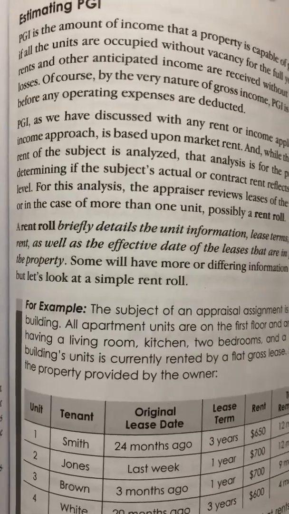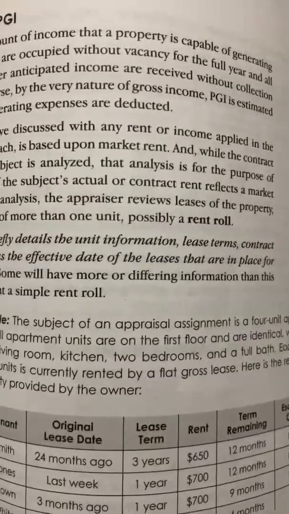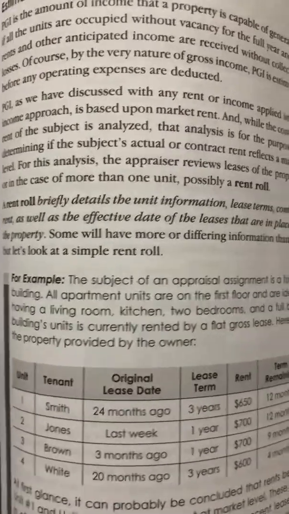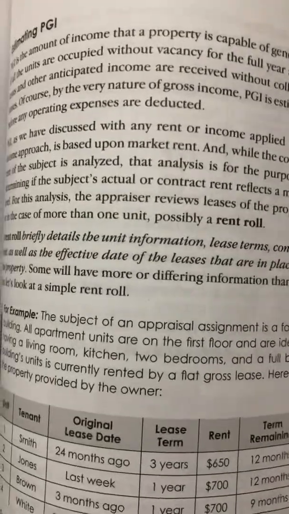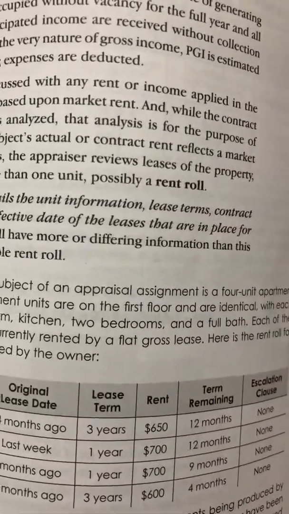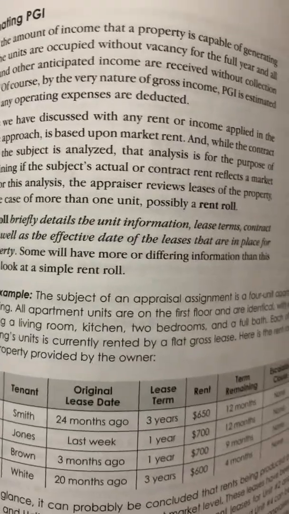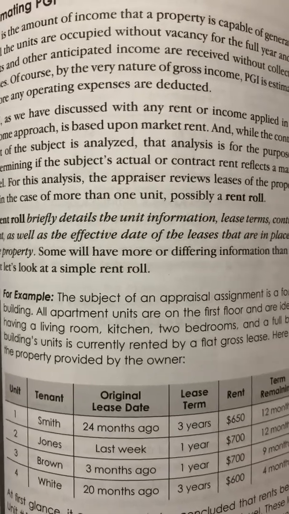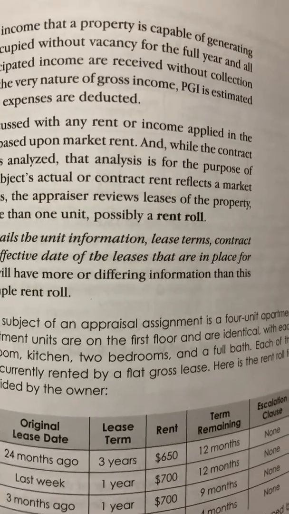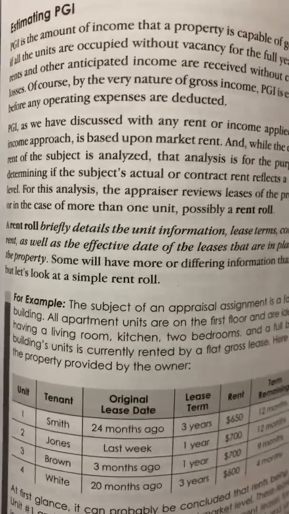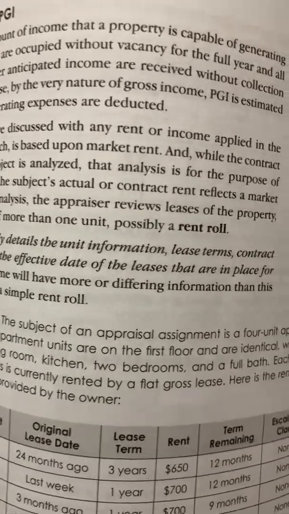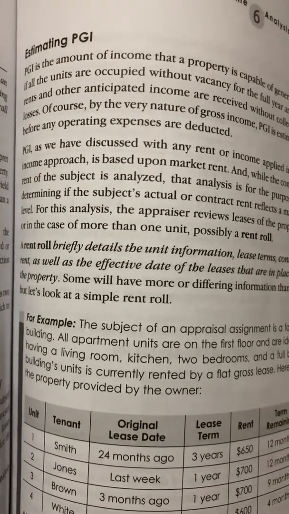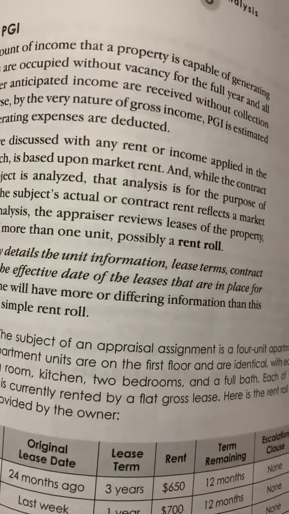Potential gross income, as we have discussed, with any rent or income applied in the income approach, is based upon market rent. And while the contract rent of the subject is analyzed, the analysis is for the purpose of determining if the subject's actual or contract rent reflects a market level. For this analysis, the appraiser reviews leases of the property, or in this case, of more than one unit, possibly a rent roll.